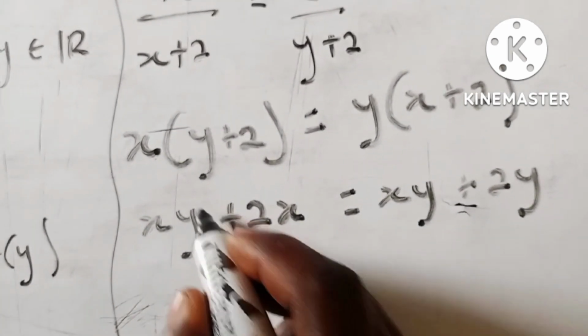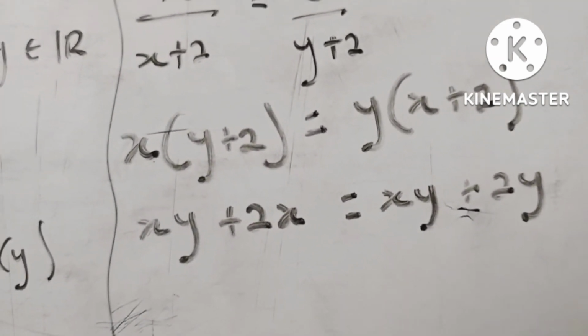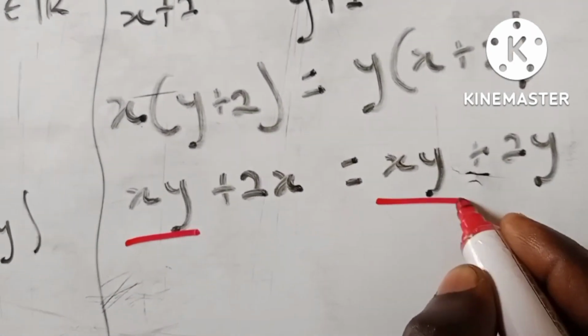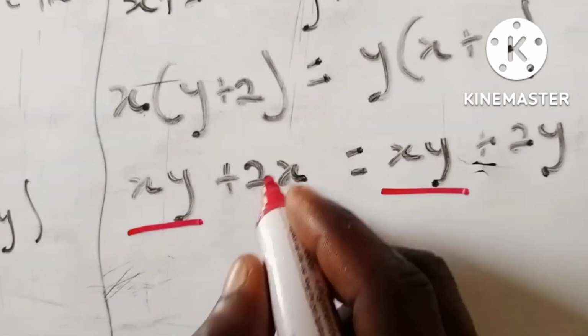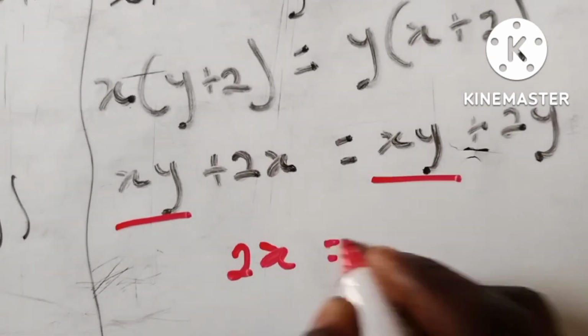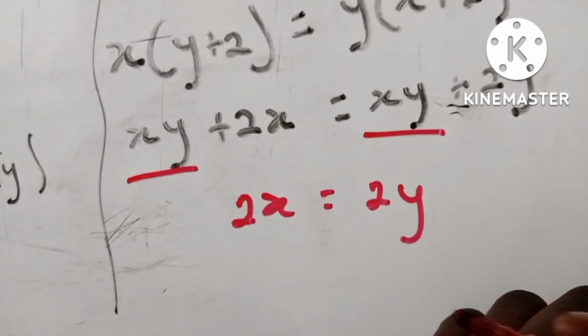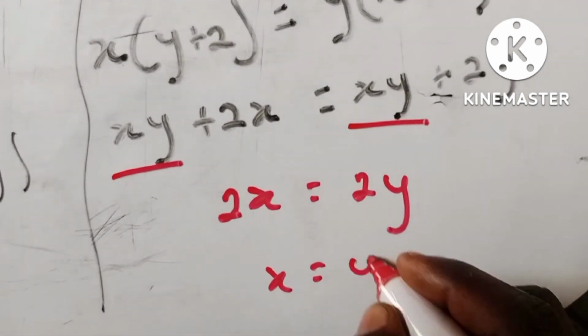So what are we going to do at this point? You consider the xy and the xy here, they cancel out, right? So if you group this, you have the xy here, another xy. Is that okay? So they will cancel out. So we are going to be left with 2x equal to 2y, right? So 2y here, divide both sides by 2. So you have x is equal to y.